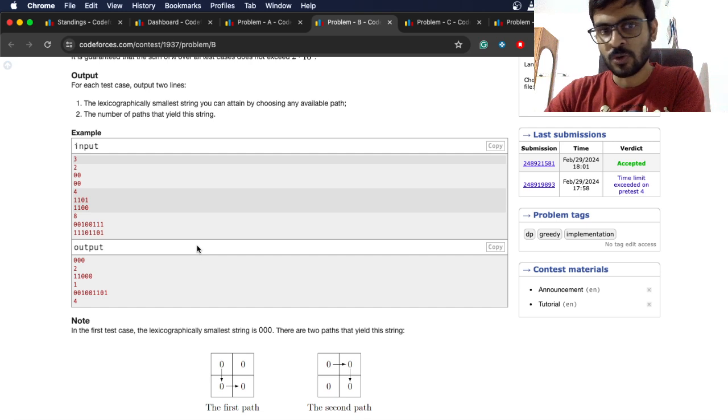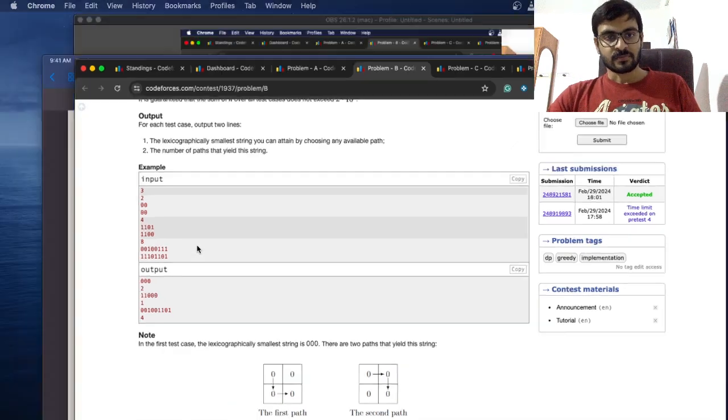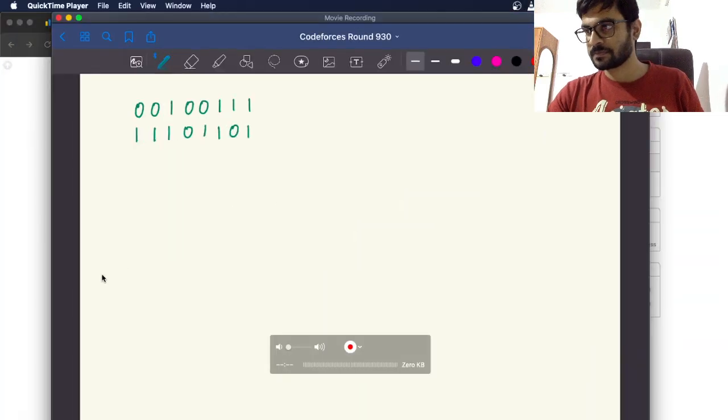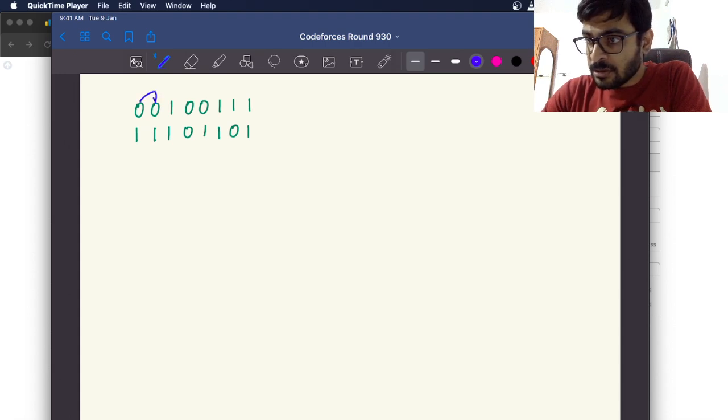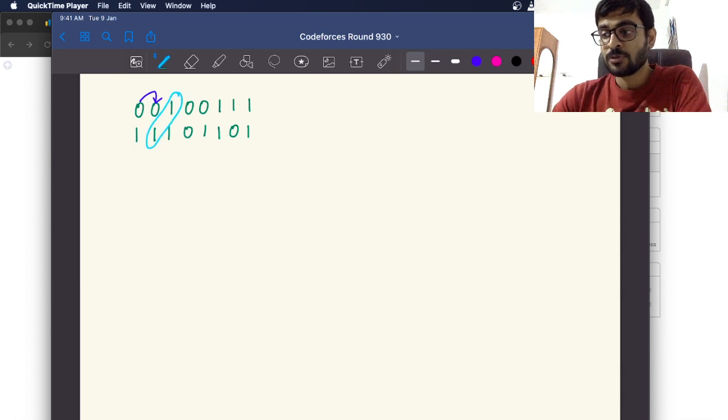001 001 11 111 01 101. Okay, again starting from the top left. Where can we go? Bottom or right? Definitely to the right. No other choice, definitely to the right. Now, bottom or right? Both are fine. Both give me the same thing. Okay, so let's move ahead. Now, from here, bottom or right?